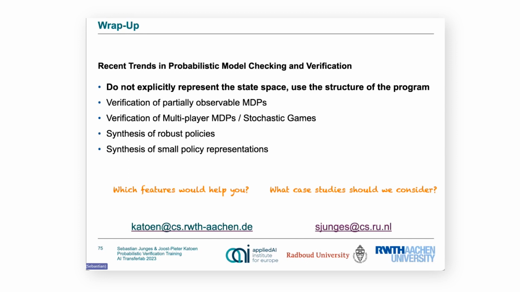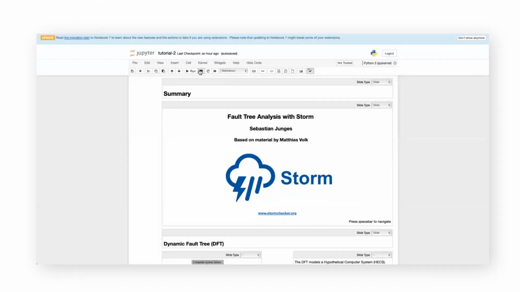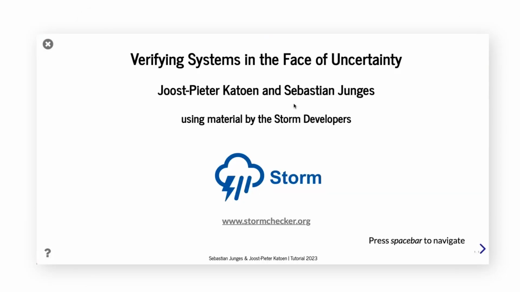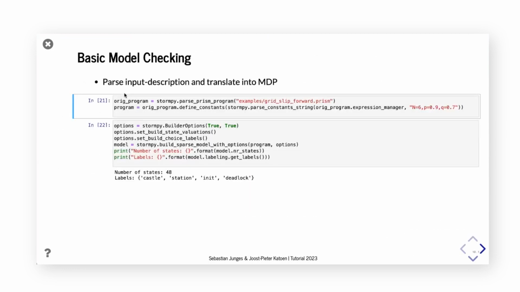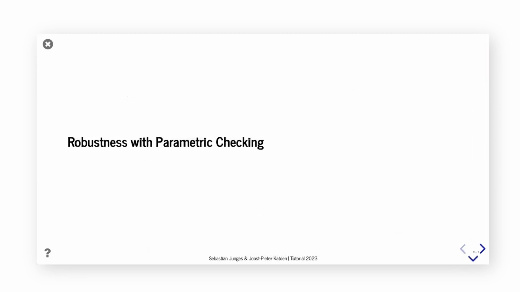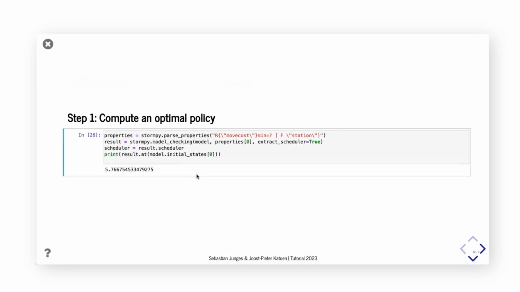Hands-on thing. I wanted to show you two things before really wrapping up. So I hope you do see my slides. And let me continue where we stopped before. That's the robustness with parametric Markov chains. And I wanted to show you one example where you can really see how flexible things are and what kind of cool things you can do on top of the things we've seen.